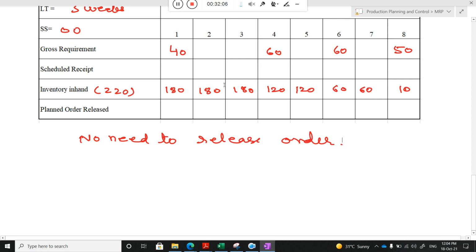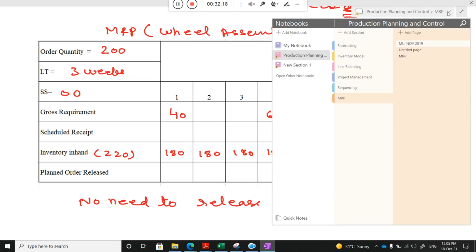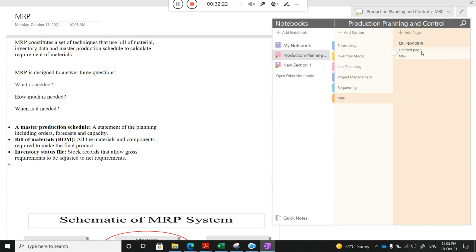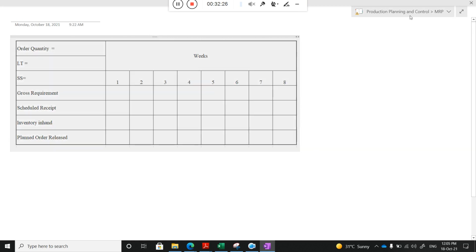Okay, so is there any doubt about MRP related to the wheel assembly class? No, sir. Okay, can I go for tire MRP? Yes, sir.